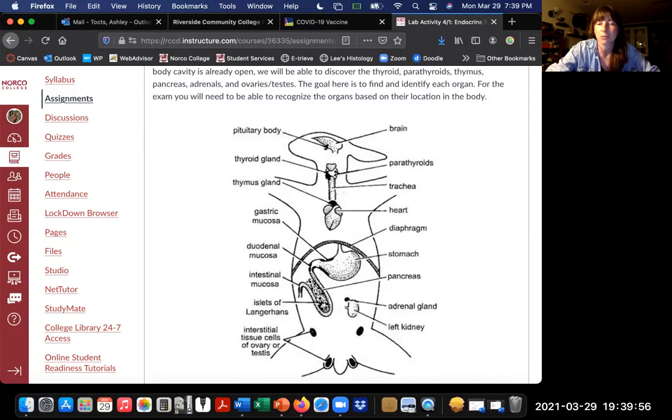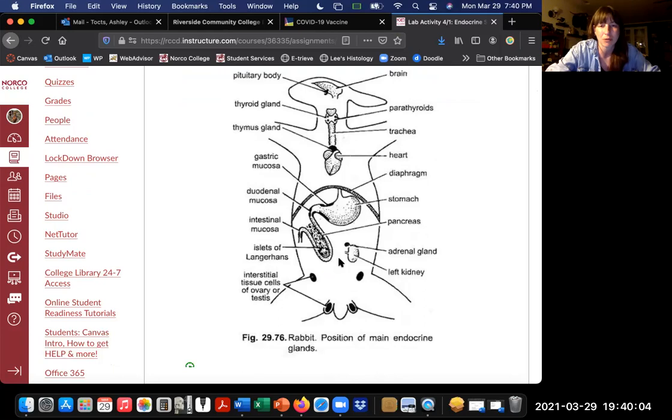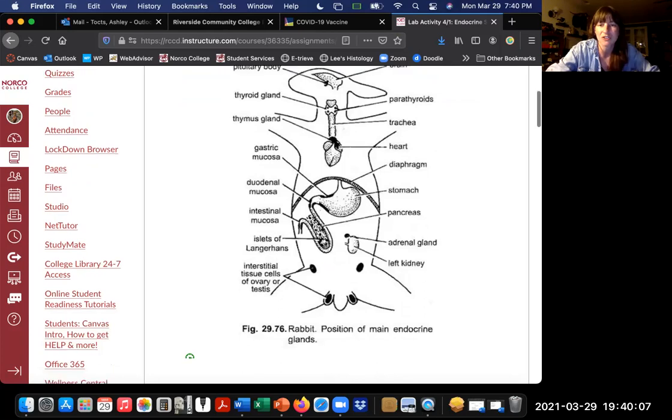The parathyroids will be very difficult to differentiate unless you look very closely, but you are, of course, encouraged to look. The thymus, probably not going to be able to find. It's going to be very small, and near the heart. Your pancreas in the rabbit is also going to be very difficult to find. It's just kind of like a tissue outcropping of this part of the small intestine. So you have to be careful looking for the pancreas. The adrenal glands are located not directly on top of the kidneys, but actually a little bit medial to the kidneys. So keep an eye out for that.